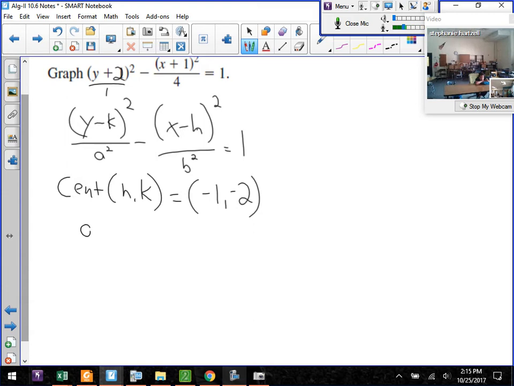So we still have an a squared value, which is 1, and a b squared value, which is 4, which gives me a c squared value of what? Well, for a hyperbola, is it a squared plus b squared, or a squared minus b squared? It's plus. What's the way to remember that? It's the opposite of what the equation is.